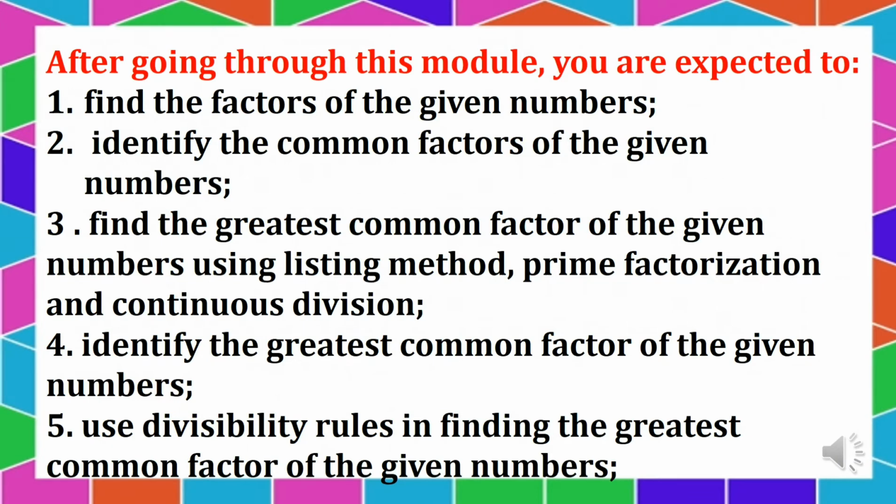It is expected that after going through this module, you will be able to: one, find the factors of the given numbers; two, identify the common factors of given numbers; three, find the greatest common factor of given numbers using the listing method, prime factorization, and continuous division; four, identify the greatest common factor of given numbers; and five, use divisibility rules in finding the greatest common factors of the given numbers.